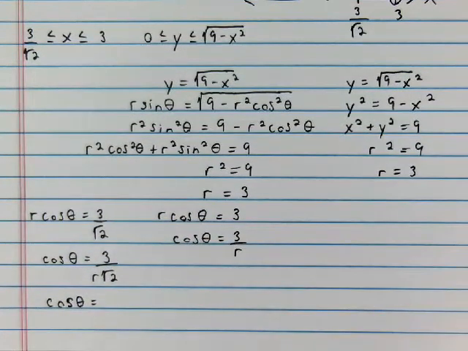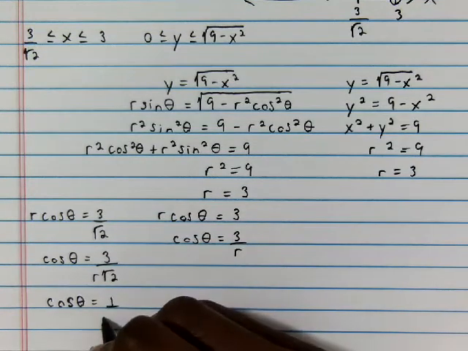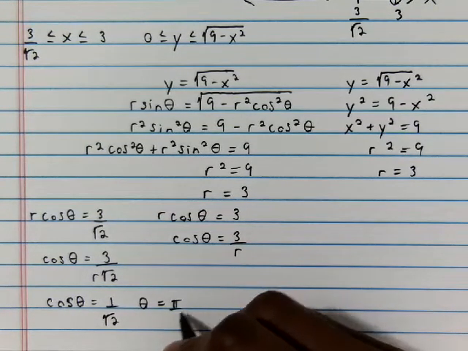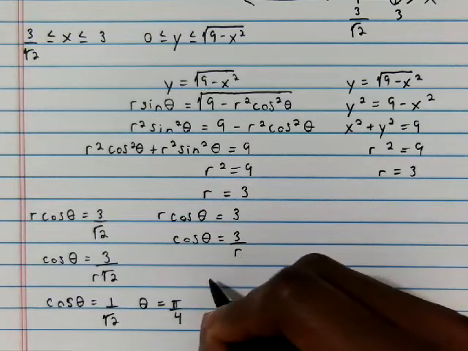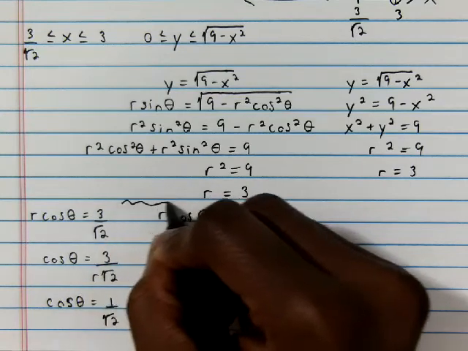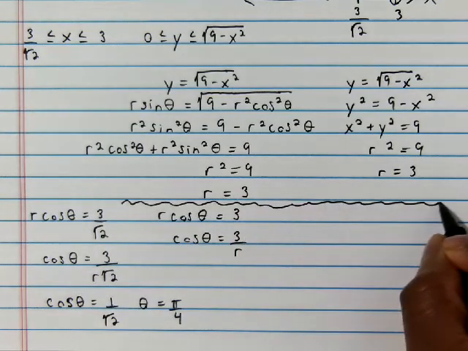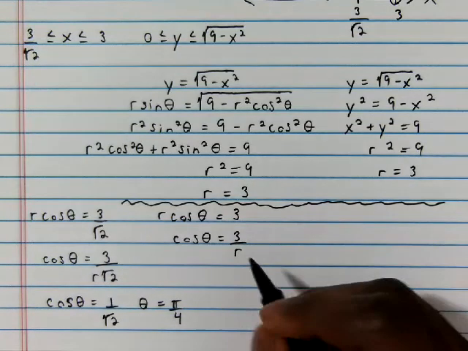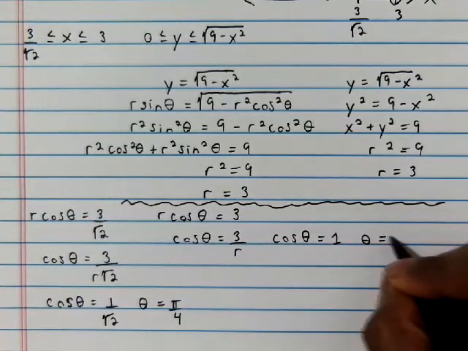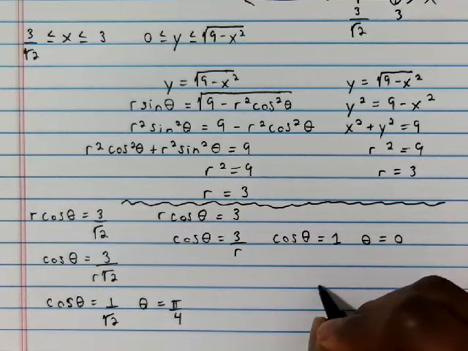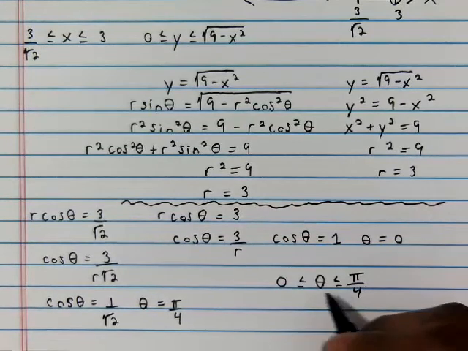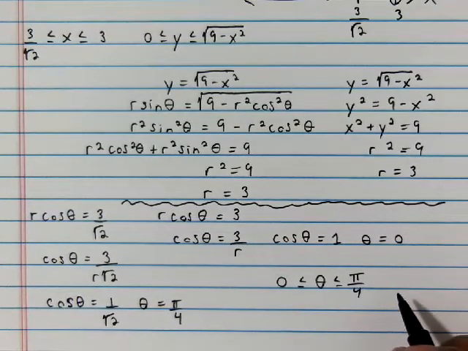When I put in the 3 right there, I get 1 over root 2, which tells me that my theta right there is pi over 4. And then over here, let's do this so we can separate our work a little bit, when I put in 3 here, I get cosine theta equals 1, which tells me theta equals 0. So I see what my theta varies between: theta varies between 0 and pi over 4. The 0 wasn't an issue, it was the pi over 4. We just had to figure out exactly what theta was there.